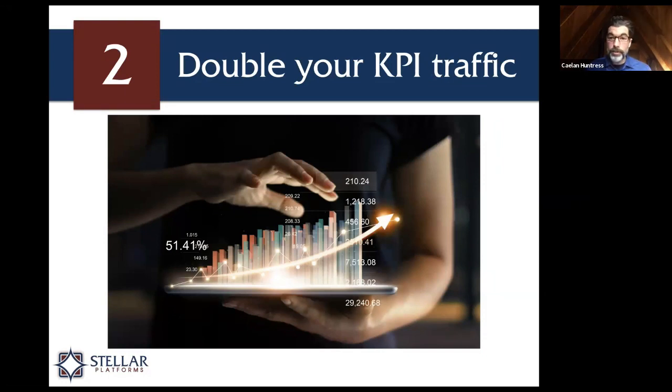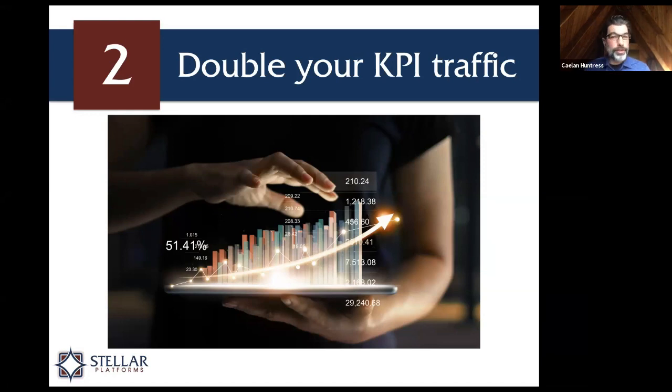And that's to double your KPI traffic. Your KPI, your key performance indicator, is the constant metric between what comes before and what comes after. If you know it takes 10 phone calls to make a sale, you can make 20 phone calls and make twice as many sales. If you know that you have a sales page that converts at 2%, then you can double the traffic to get double the sales.